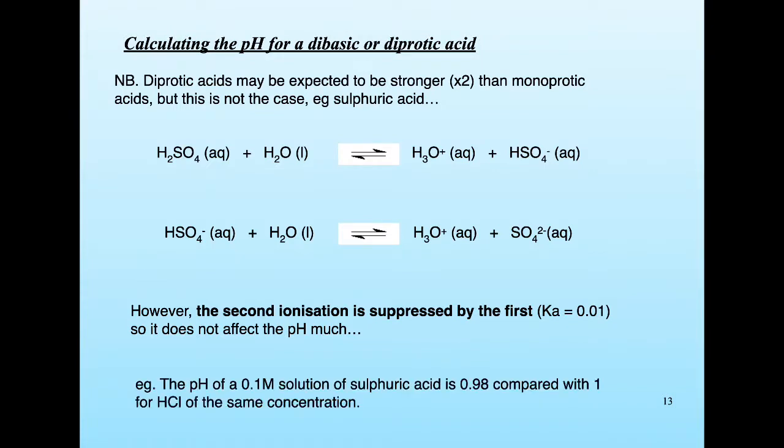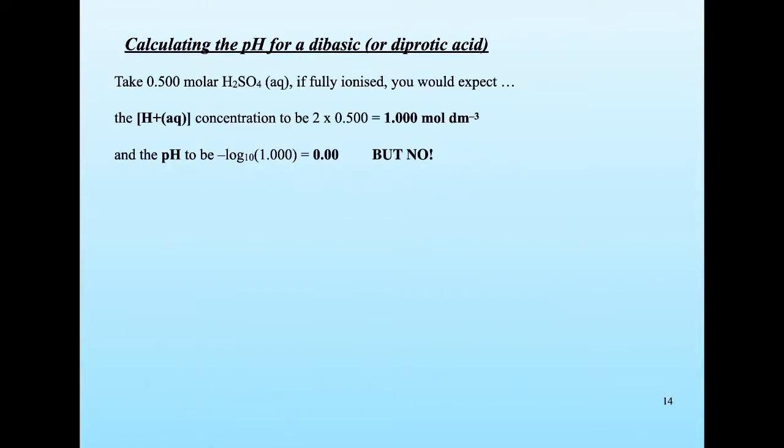The pH of a 0.1 molar solution of sulfuric acid is 0.98. The pH of a 0.1 molar solution of hydrochloric acid is 1. So there's not that big a difference, is there? Now we have to be able to do this calculation. So let's take an example.